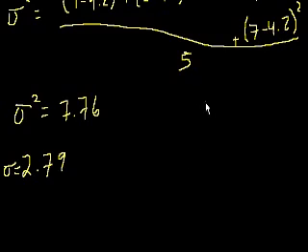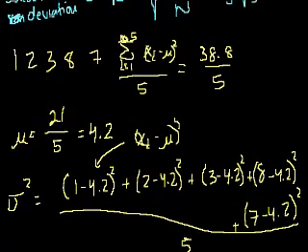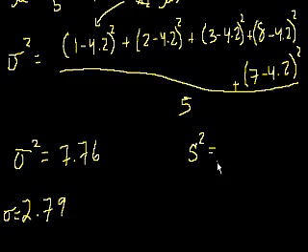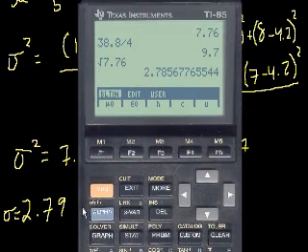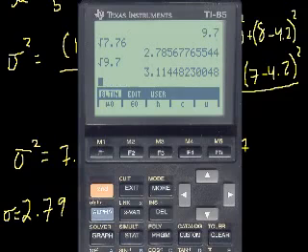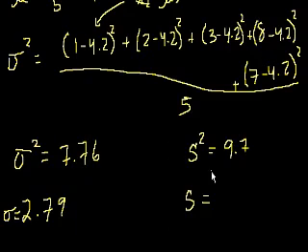Well, actually, let's figure out, we said if those numbers were a sample and not the population, then we figured out that the sample variance was 9.7, and so the sample standard deviation is just going to be the square root of that, the square root of 9.7, which would be 3.11.